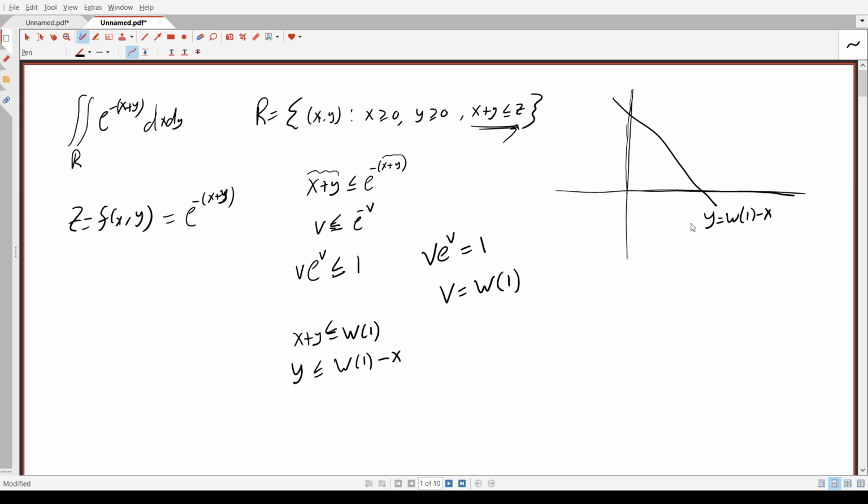Okay, so that's what this line is, and I know that the y values need to be less than this line. So I'm interested in this region. Okay, cool. So let's set up the integral.